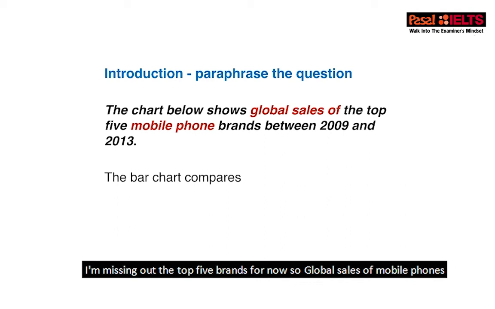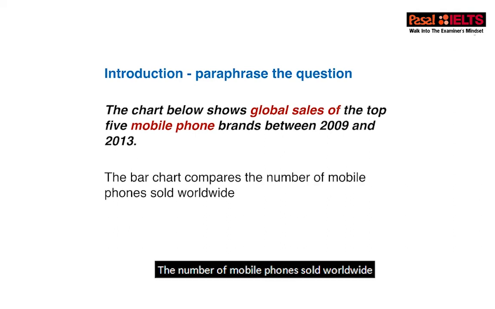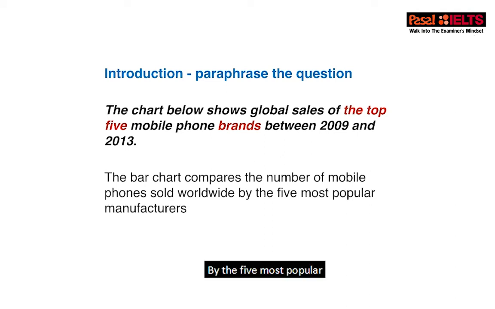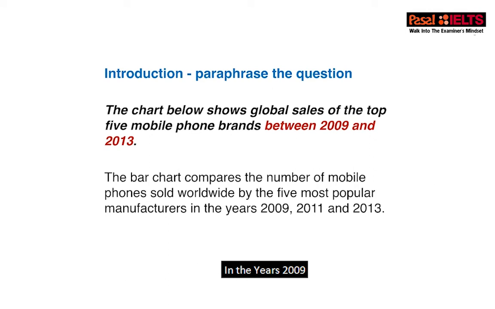So global sales of mobile phone, the number of mobile phones sold worldwide. Now we'll go on to the top 5 brands, the 5 most popular manufacturers. Manufacturers means makers, producers. Finally, the years between 2009 and 2013, I've written in the years 2009, 2011 and 2013. 3 separate years. So overall, that's my introduction finished.